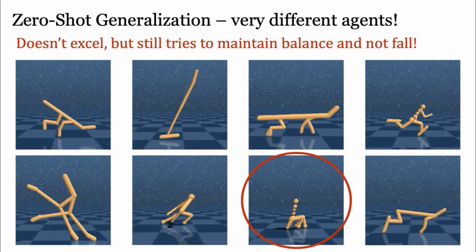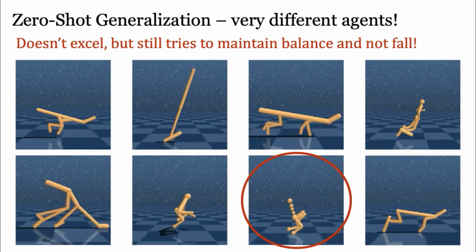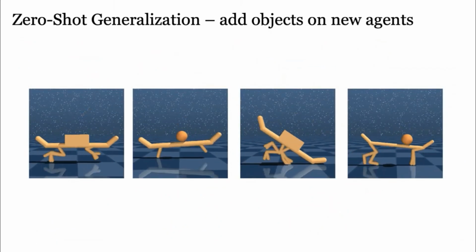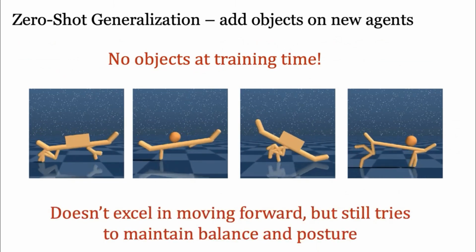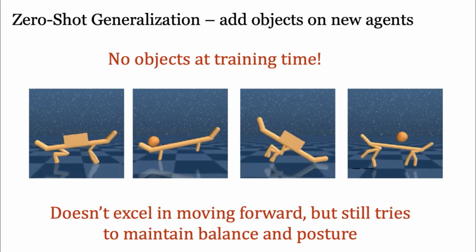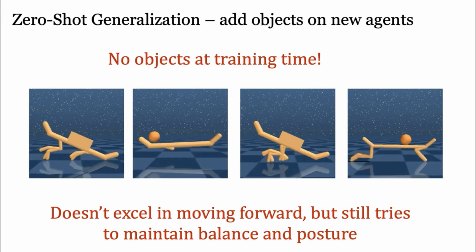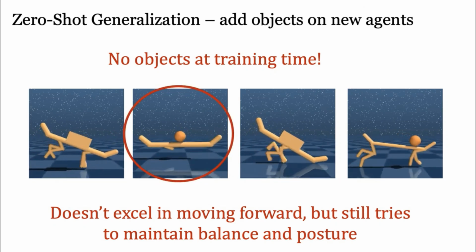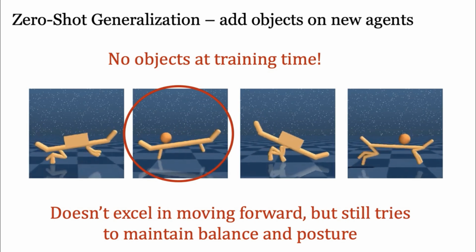Well, this works pretty well, but what if we further add objects to the robots? Can the policy still capture the new dynamics introduced by these objects? The answer is yes. Note that there are no objects at training time. Although they don't excel in moving forward, the policy can still maintain balance and posture. This is encouraging, since the objects introduce new dynamics, and furthermore, the policy is only trained on standard cheetahs without any object. Take notice of this one, where the ball rolls to different locations during the episode. But the model still figures out how to control the only 2 motors properly to keep balance.